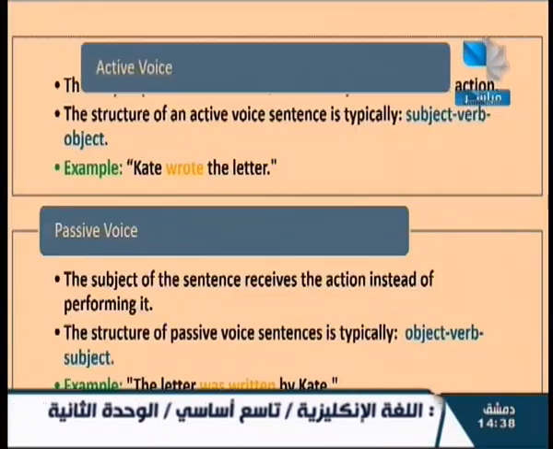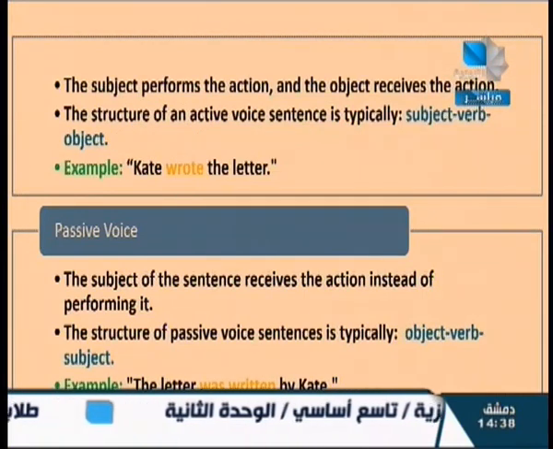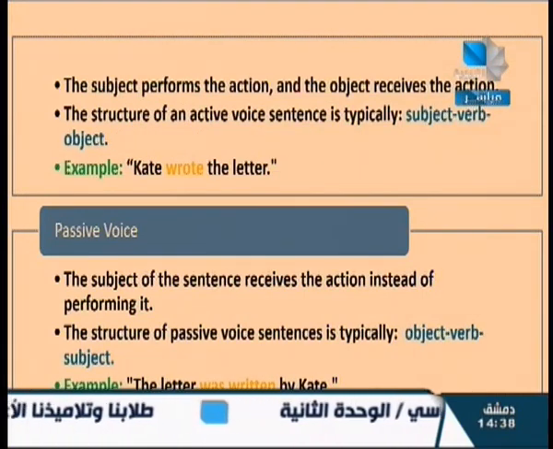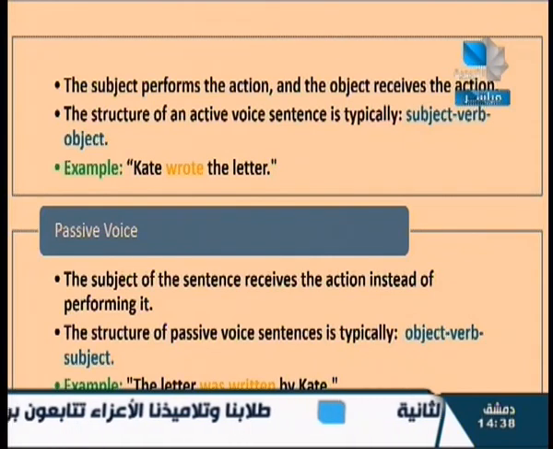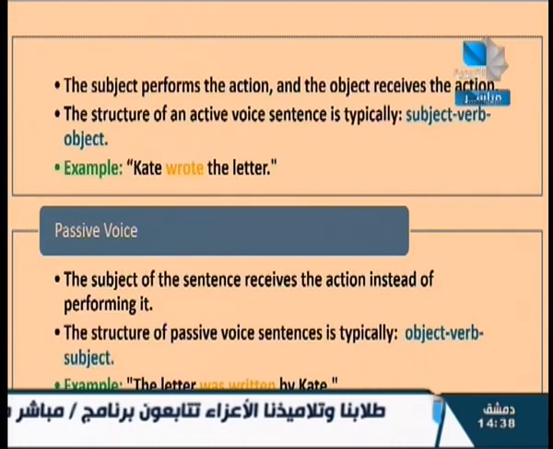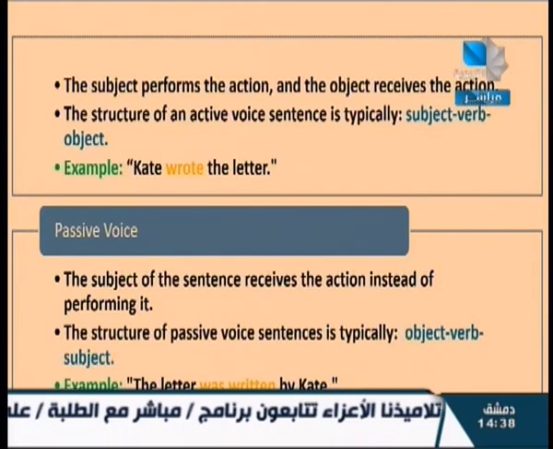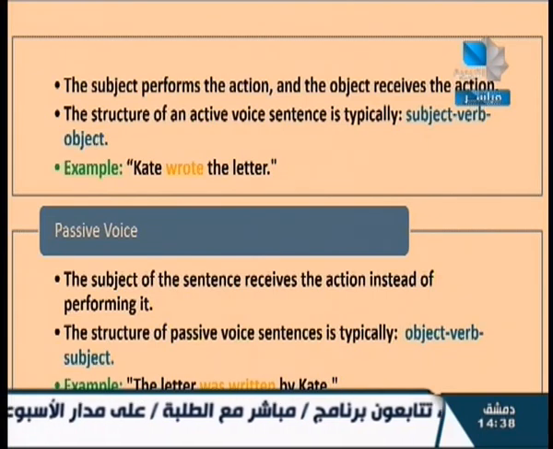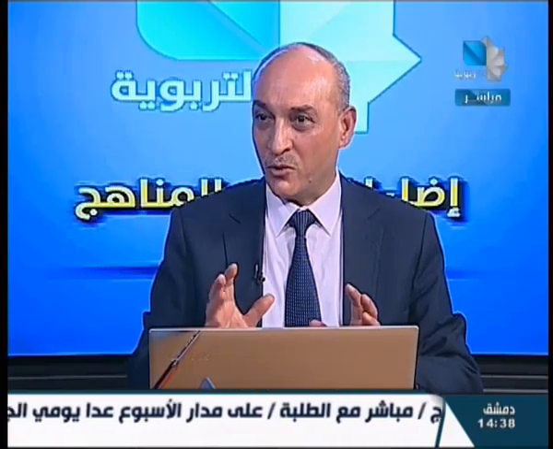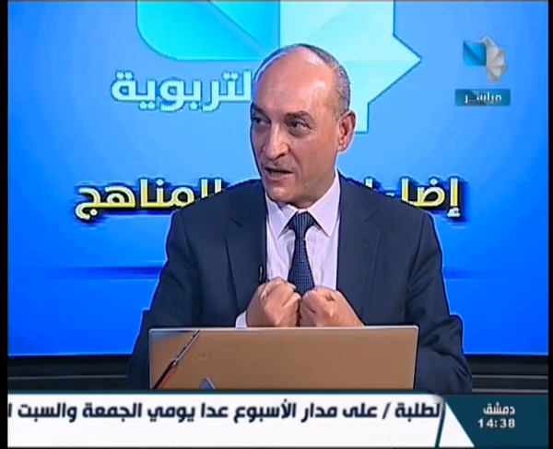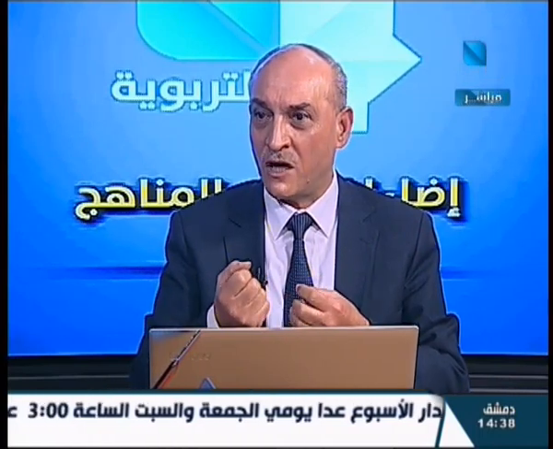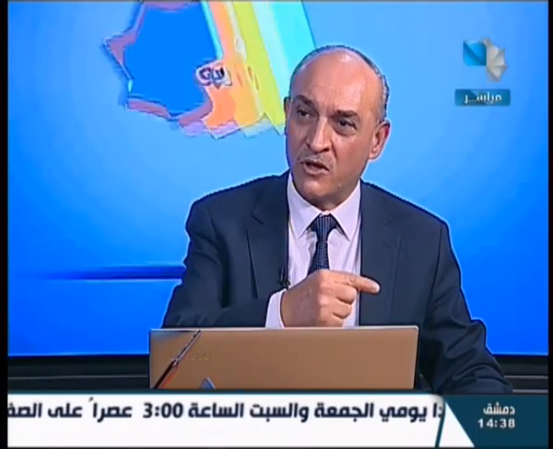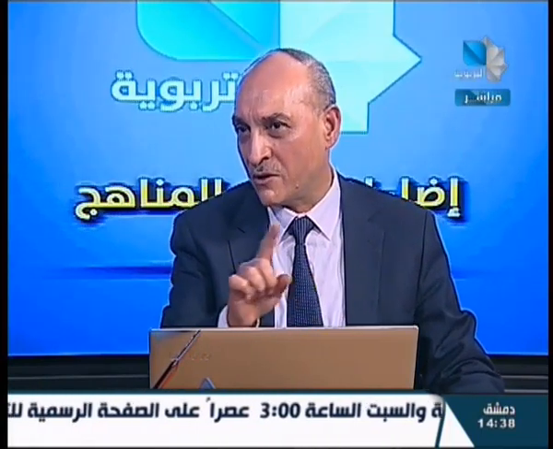The passive here: the letter was written by Kate. What is more important here is that the letter was written. They concentrate, focus on the letter, and if it is necessary, we say by Kate, by Ali, and so on. Again, here the letter is the subject of the sentence, in the place of the subject, and actually it receives the action. So here the sentence tells us what happened to the subject, not what the subject did or does. It depends on the tense, by the way.